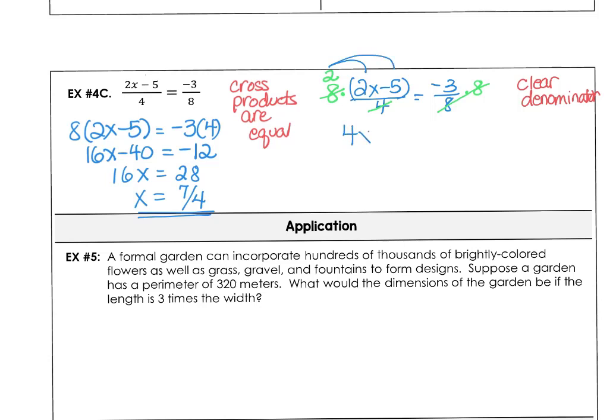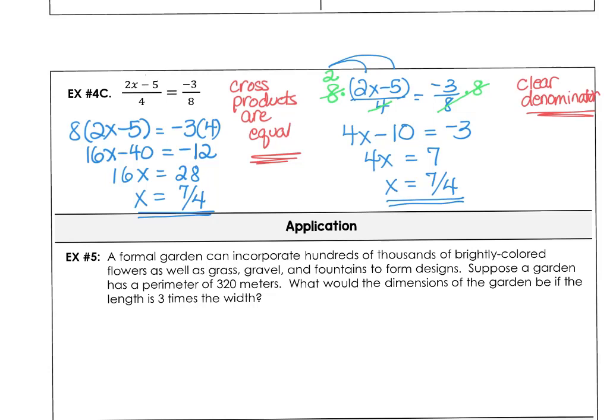2 times 2x and 2 times -5, and then -3, and you see 4x is 7, so x is 7 over 4. We get the same result, just with a different approach. So whether you think about it as cross products being equal or clearing the denominator, either approach works.